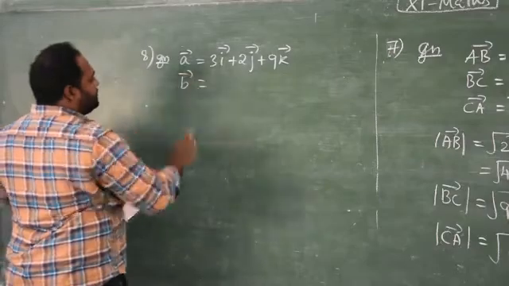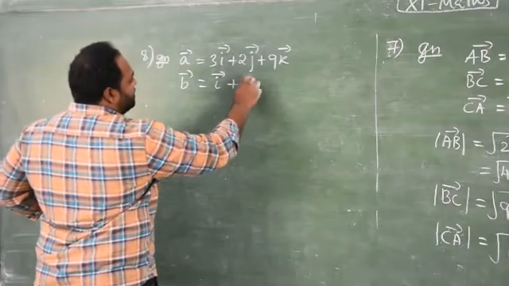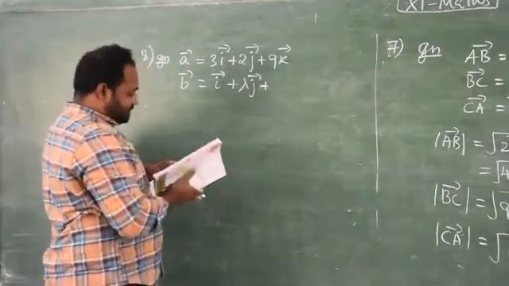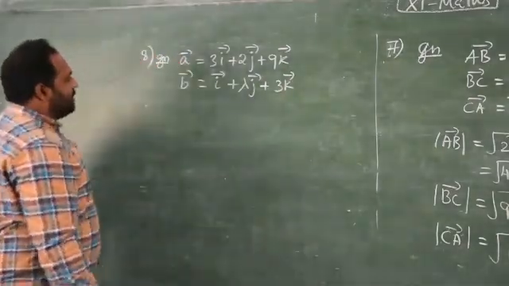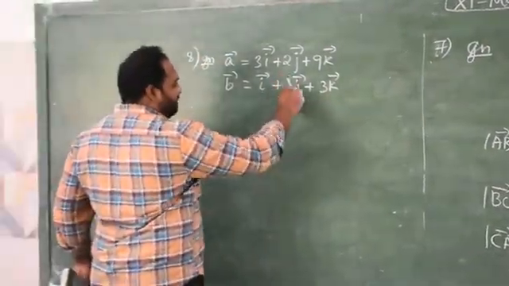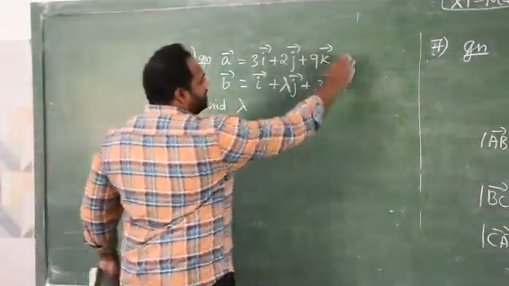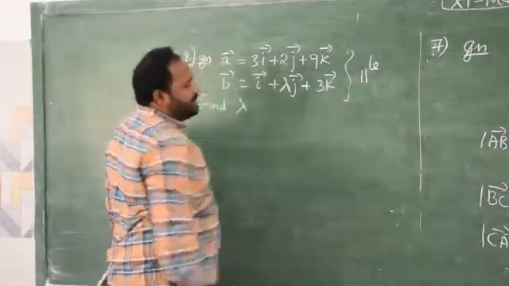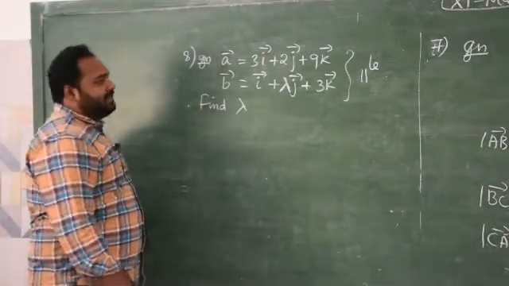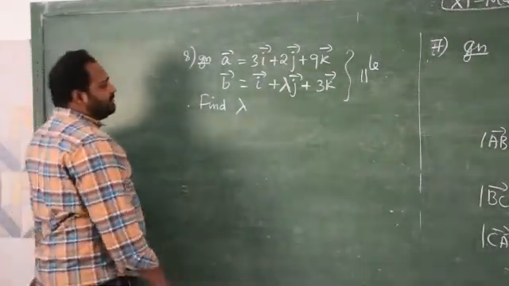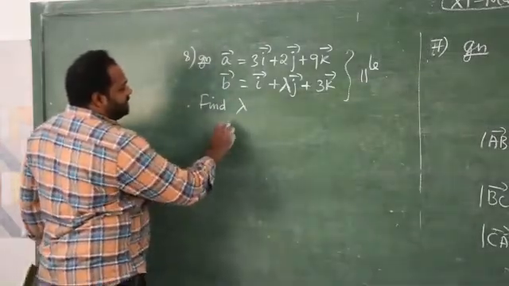Vector B is given as i vector plus lambda j vector plus 3k vector, and they are parallel. By using the parallel condition, they ask you to find this lambda value. We know the condition for parallel vectors; we learned it in the last exercise.